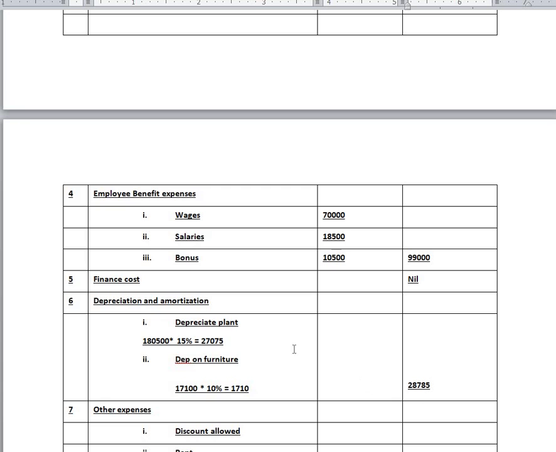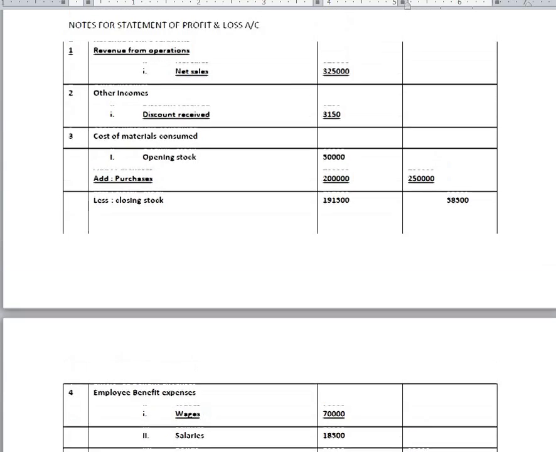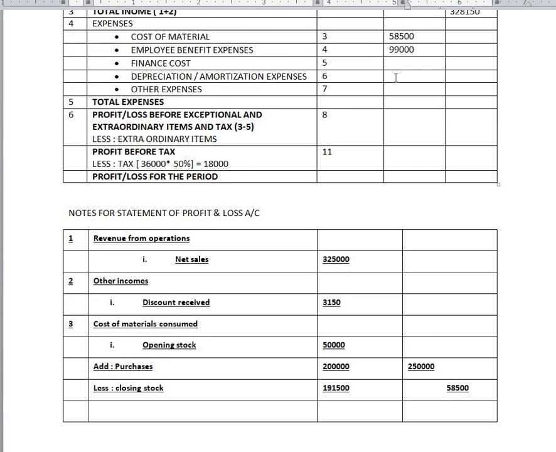Okay, so now take this amount and where will you post it? You will post it in the depreciation and amortization column, which is 28,780. Finance cost, we don't have anything, just give it as nil. Okay, now that is over.